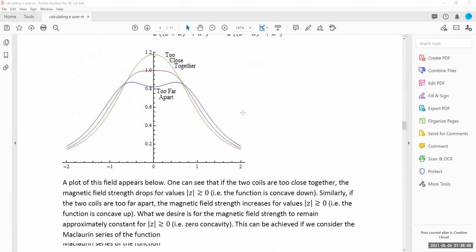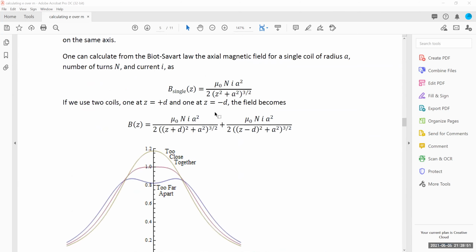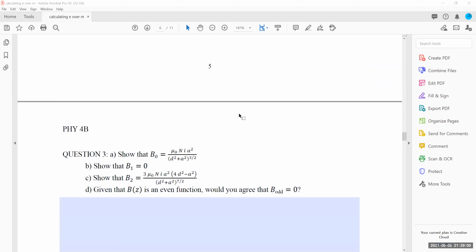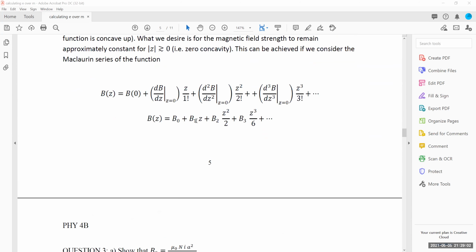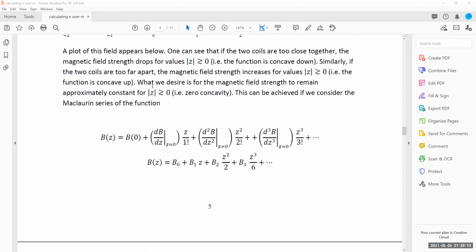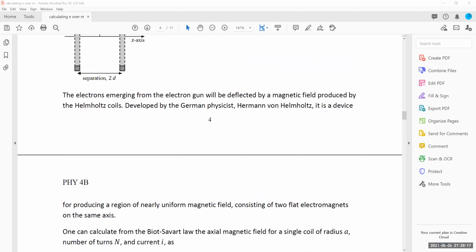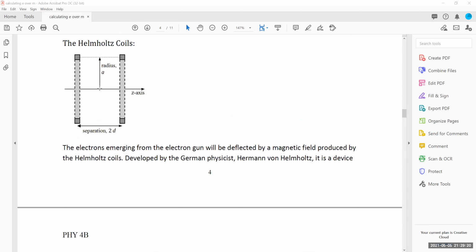You're supposed to take the derivative with respect to z. First, find b sub 0, which is easy: just plug in 0, and that should give you this answer. And b sub 1, you should be able to find it to be 0. I just showed you that the first derivative was actually 0 at 0, okay? So b sub 1 is the derivative of b with respect to z at the center, right between the two Helmholtz coils, right in this place in here.